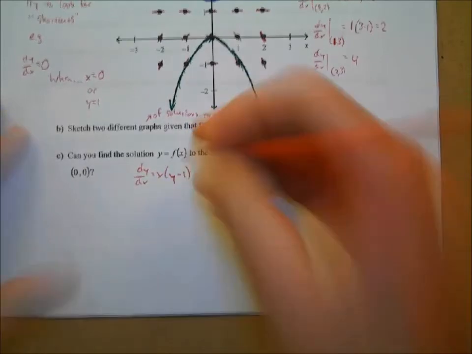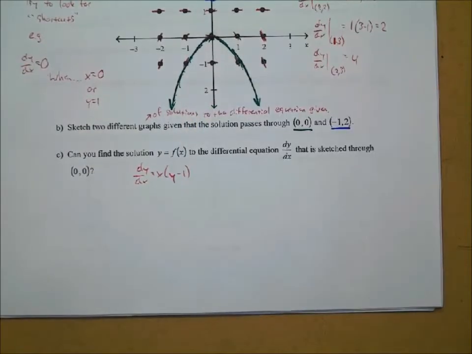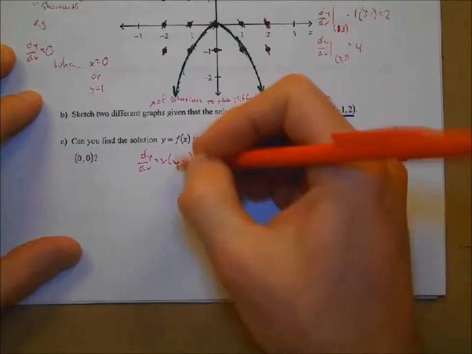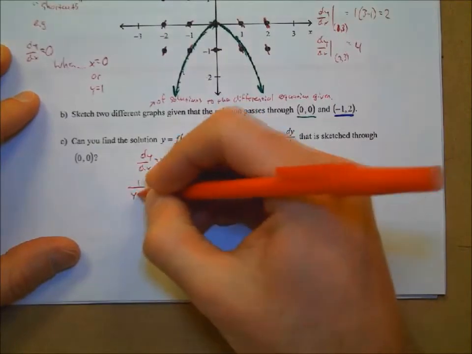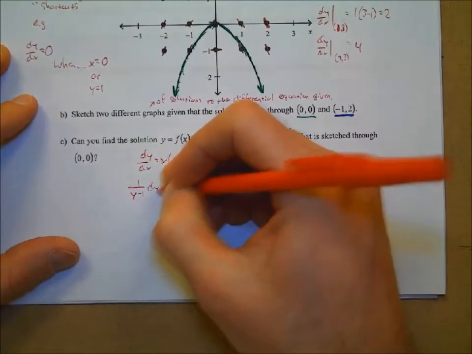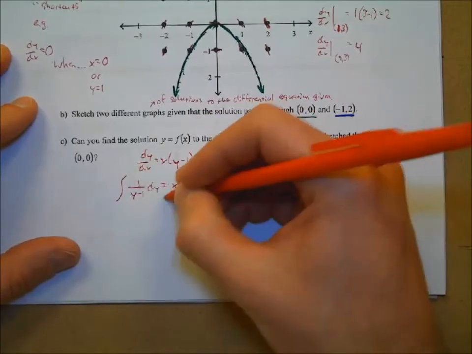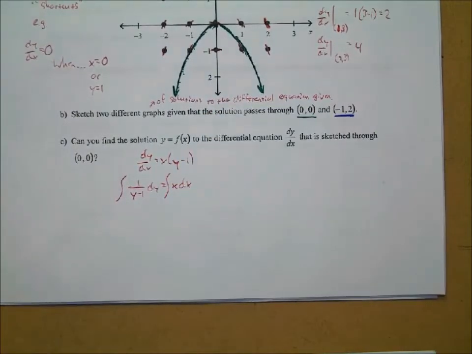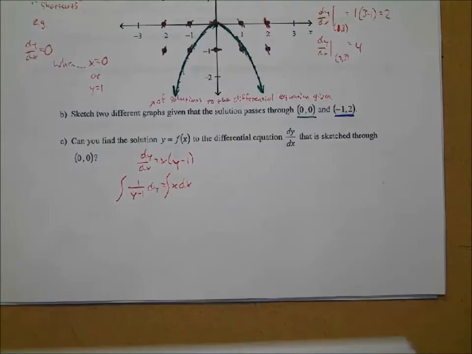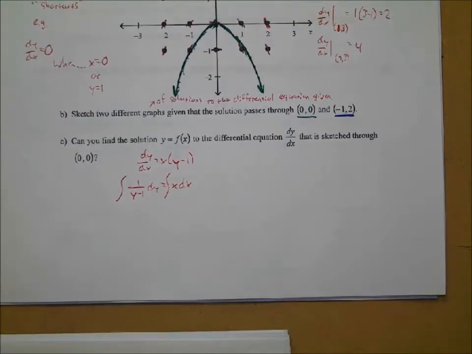And how do we solve a differential equation? What do we do? Separate the variables, right? dx and x on one side, dy and y on the other side. So we're going to get 1 over (y minus 1) dy equals x dx. And then we're going to integrate. Please make sure you draw on those integral symbols. Very important to have those there to show what you're doing.